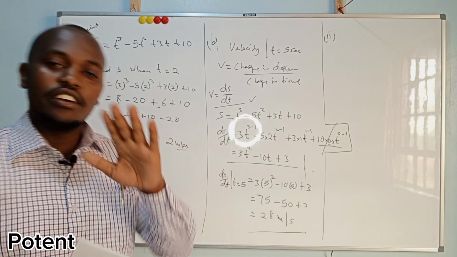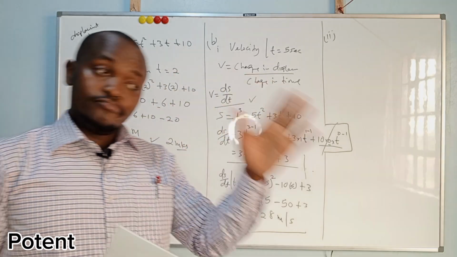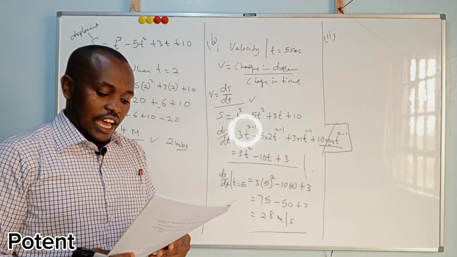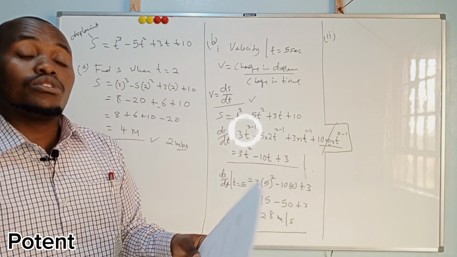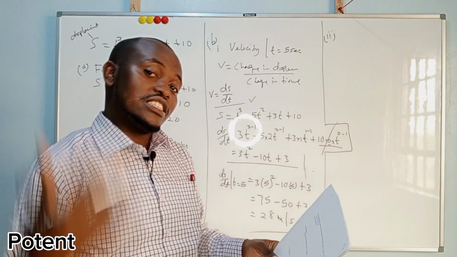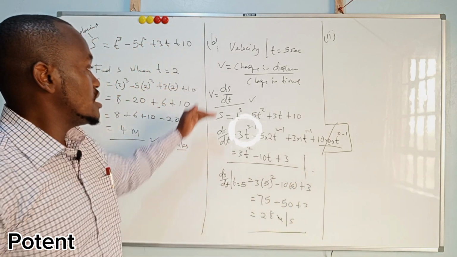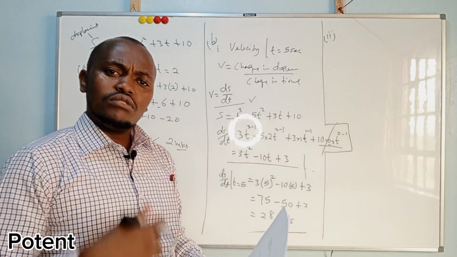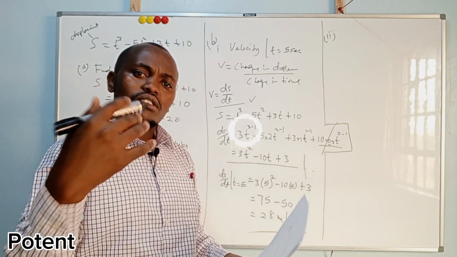So in physics, velocity is equal to change in displacement over change in time. Okay? And then there is acceleration, which is change in velocity over change in time. So you differentiate this a second time. Now, in this question you need to know when you are supposed to differentiate and when you are supposed to integrate.